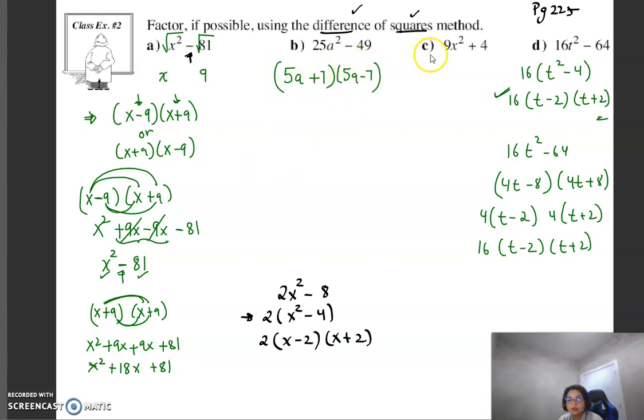Part C, again checking, both are perfect squares, so I can go ahead and take a square root of them, but the problem is that these have a positive in them, and this cannot work in difference of squares, so for this question we would say it cannot be factorized. Okay. So if there is no difference sign or subtraction sign, we cannot factorize it.